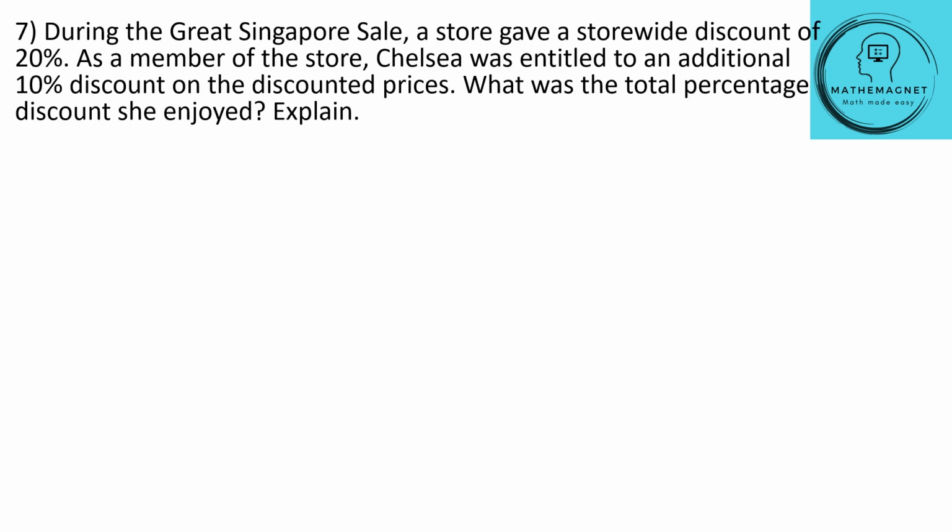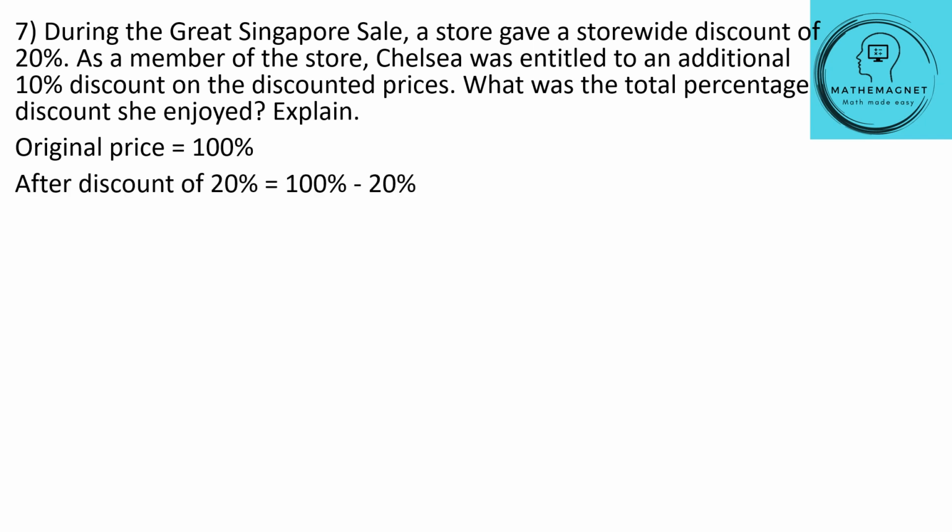Question number 7. During the Great Singapore Sale, a store gave a store-wide discount of 20%. As a member of the store, Chelsea was entitled to an additional 10% discount on the discounted prices. What was the total percentage discount she enjoyed, and explain? So over here we see the original price was 100% and there was a store-wide discount of 20%. So any person who buys anything from this store after the store-wide discount will have to pay 100 minus 20, which is 80% of the product's price.